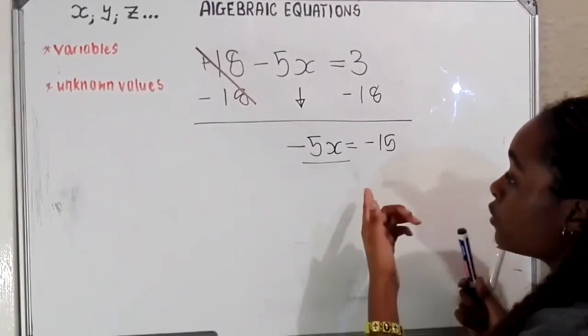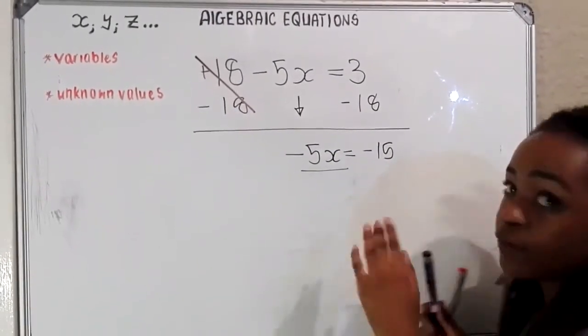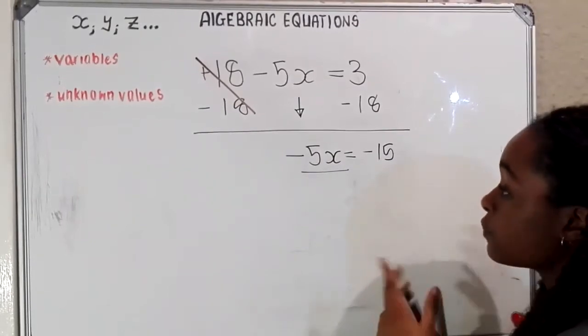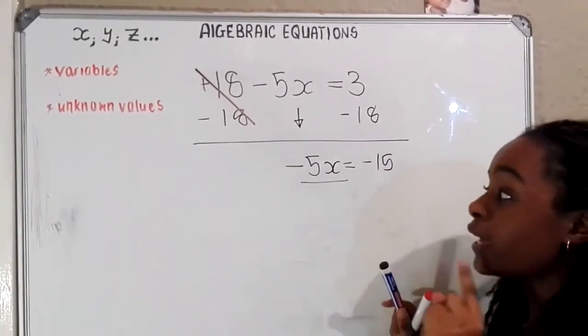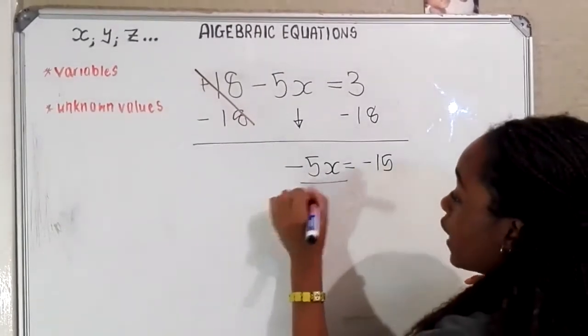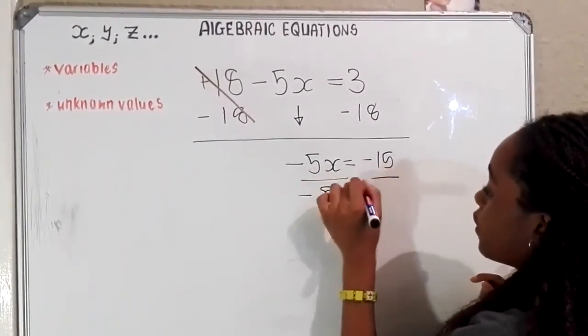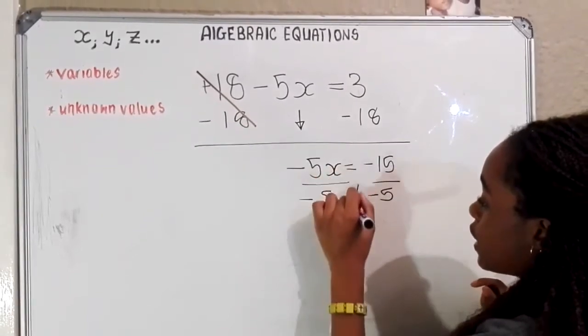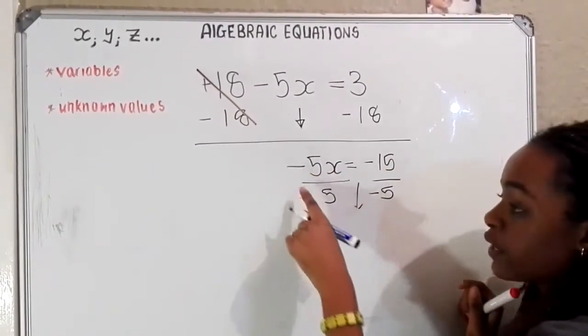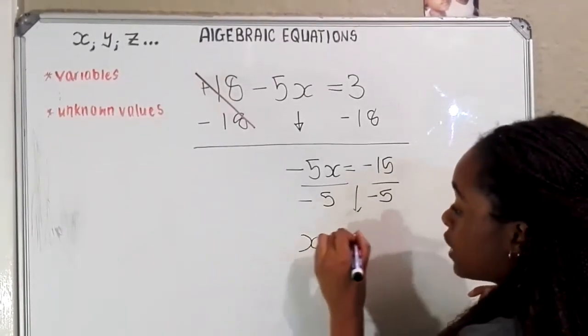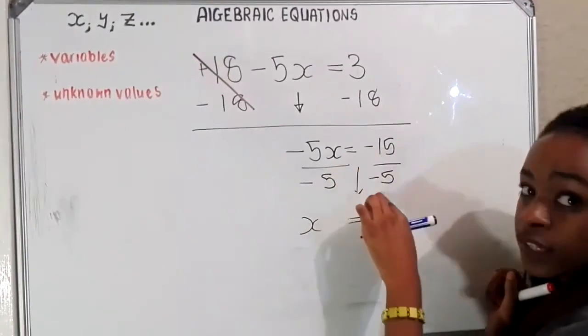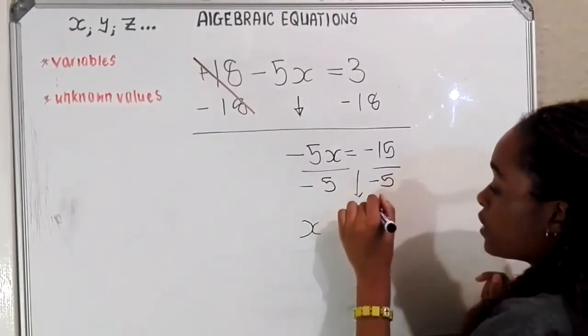Now, the lowest common factor that we have here is 5. But I'm not going to divide by positive 5, but instead I'll divide by negative 5. And I'll show you why I'll divide by negative 5. Okay? So if I bring this down, negative divided by a negative gives you a positive. So we'll have positive x is equal to negative and negative is positive, positive 3.